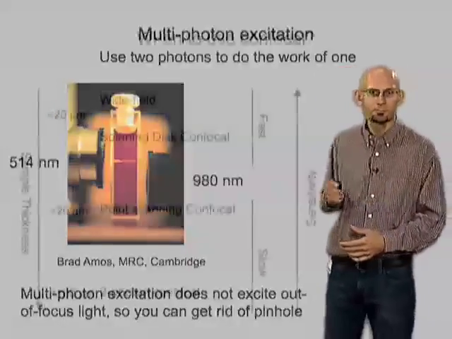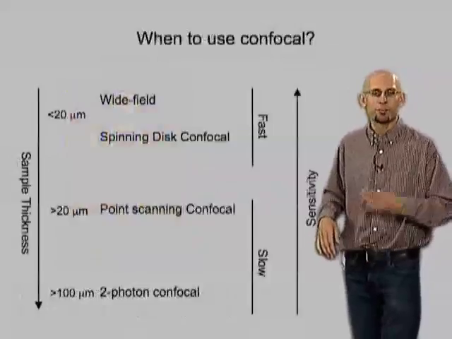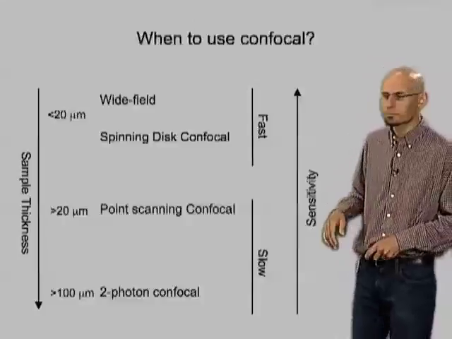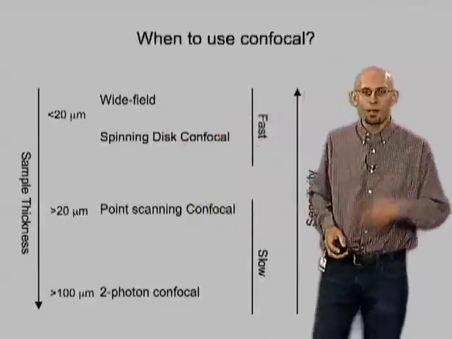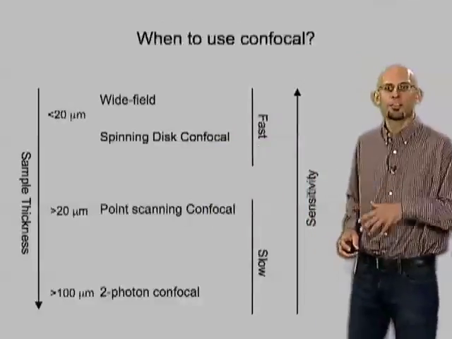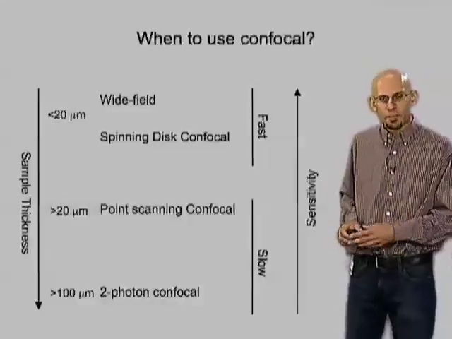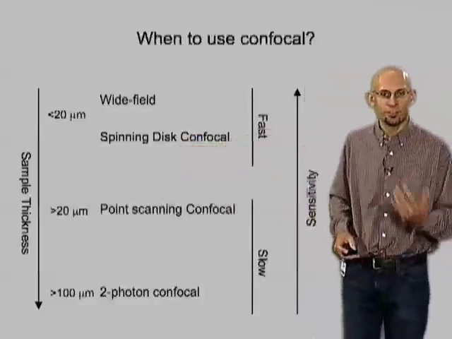into a sample. So finally, I just wanted to end by giving a sense of where these different techniques come into play and what kind of samples they're best suited for. So conventional microscopy, also known as wide field microscopy, works best on thinnish specimens, things less than maybe 20 microns thick. Spinning disk confocal also comes into play in these same thickness regimes.